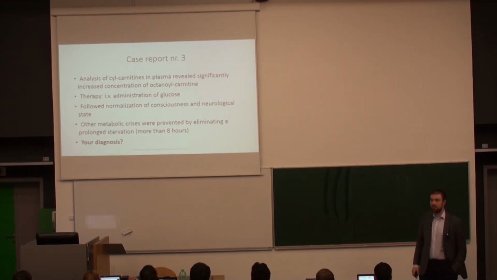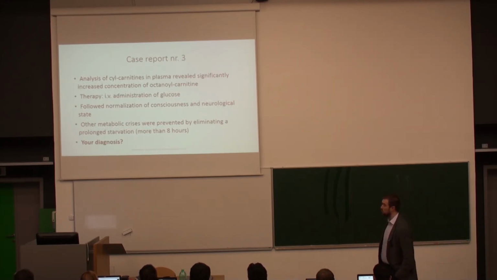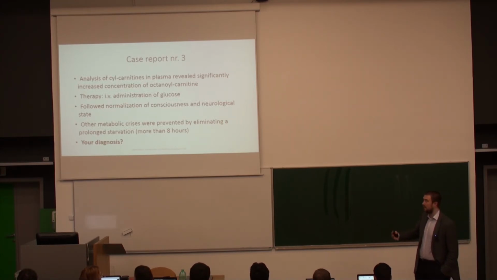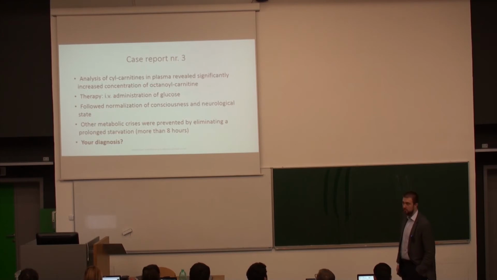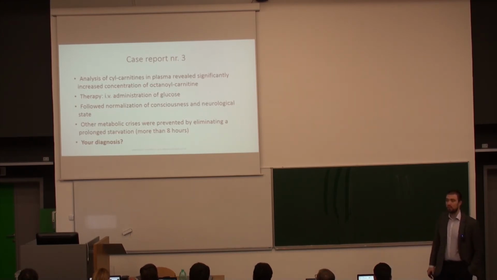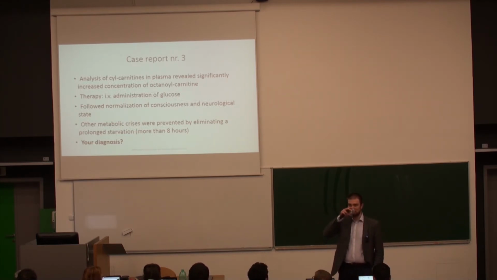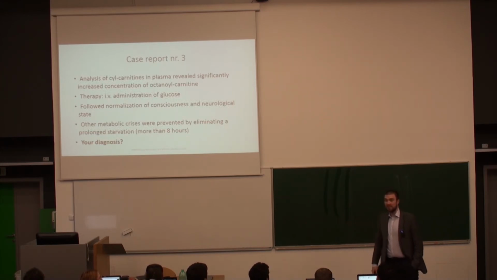And to prevent other metabolic crises in future, you recommended to the mother to prevent long starvation of the girl, that's more than 8 hours. So, what do you think could be this? Deficiency in some enzymes concerning the transfer of fatty acids within the mitochondria. That's one possibility. So in general, we can say that it can be some defect of beta oxidation.